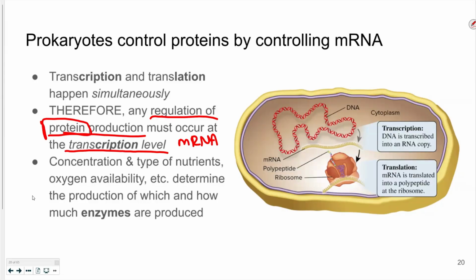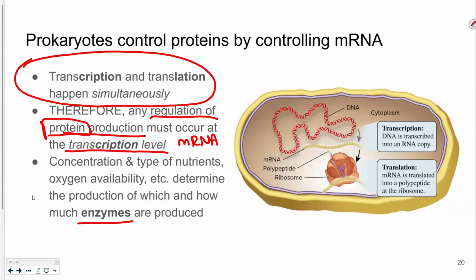Okay, so there's a whole bunch of environmental factors that go into this: the concentration of nutrients, the types of nutrients, how much oxygen is available, and you could go on. These are going to determine how many enzymes are being produced and to what degree. Okay, so this is a big thing. The big takeaway for this slide is for prokaryotes, transcription and translation occur at the same time.